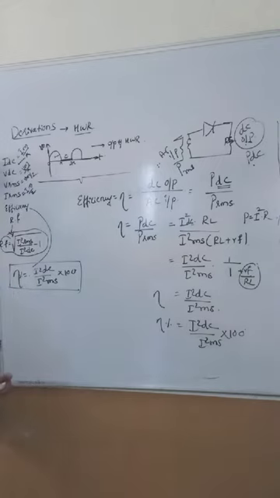Hope you have understood these derivations. What values did we get for the half wave rectifier? IDC is equal to Im by pi, VDC is equal to Vm by pi, VRMS is equal to Vm by 2, IRMS is equal to Im by 2. Efficiency is equal to I square DC divided by I square RMS into 100, which you consider when it is in terms of percentage. Then the ripple factor will be the square root of I square RMS divided by I square DC minus 1.